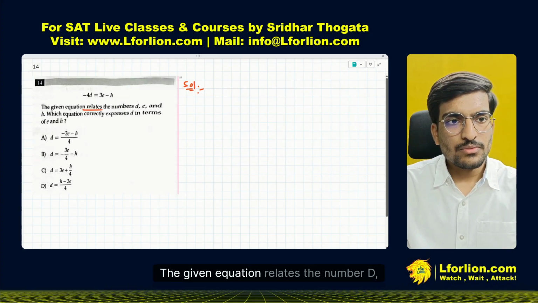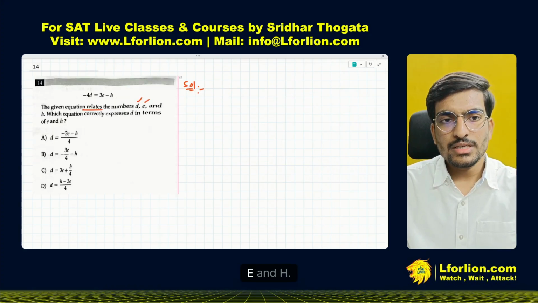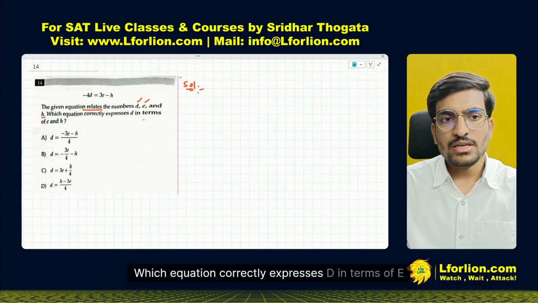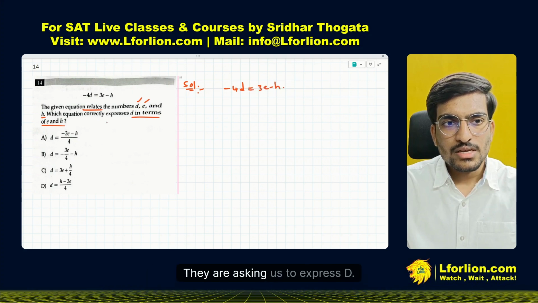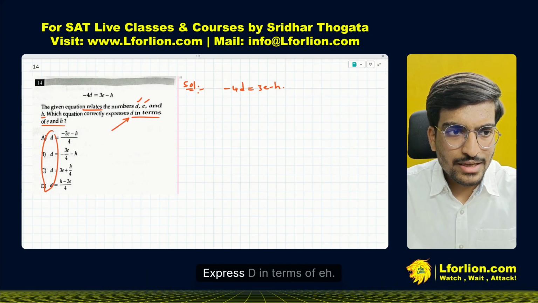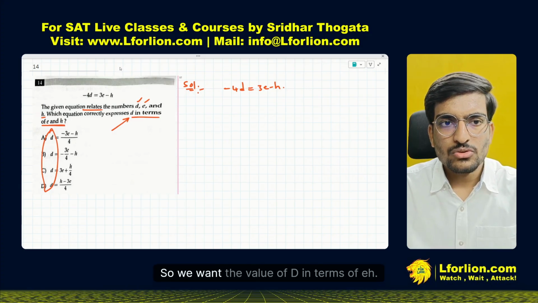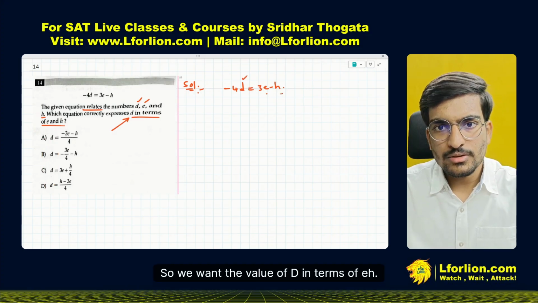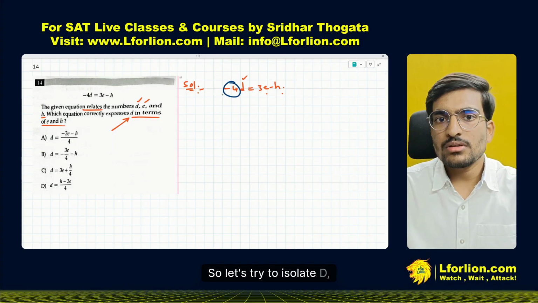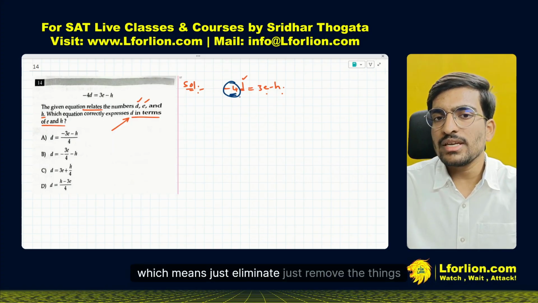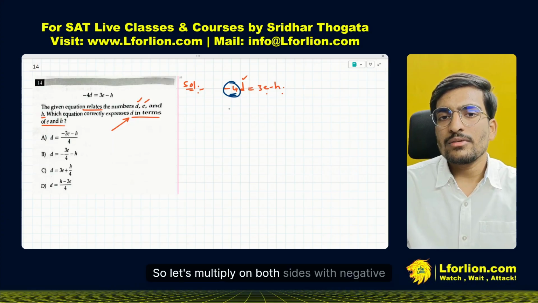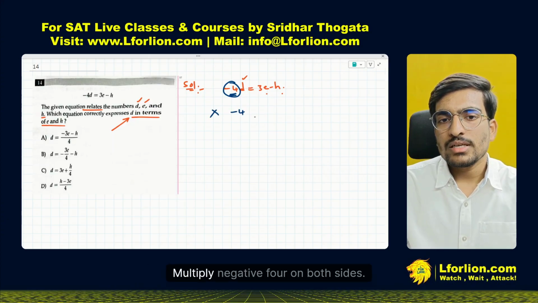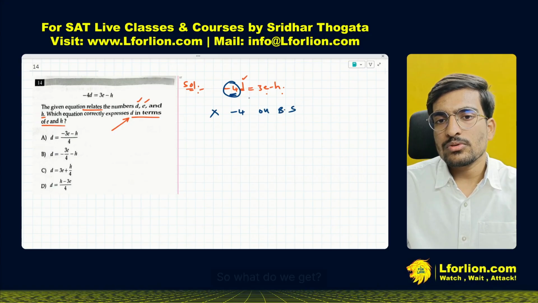The given equation relates the numbers d, e and h. Which equation correctly expresses d in terms of e and h? So negative 4d equals 3e minus h. They're asking us to express d in terms of e and h. So we want the value of d in terms of e and h. So let's try to isolate d, which means just remove the things which are with d. So let's multiply on both sides with negative 4. Multiply negative 4 on both sides. So what do we get?